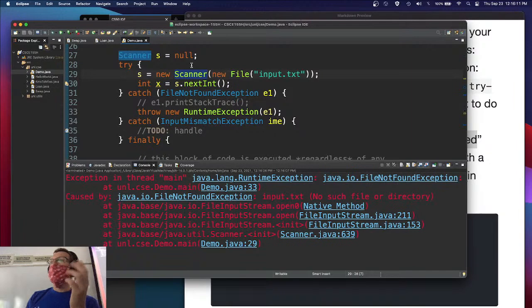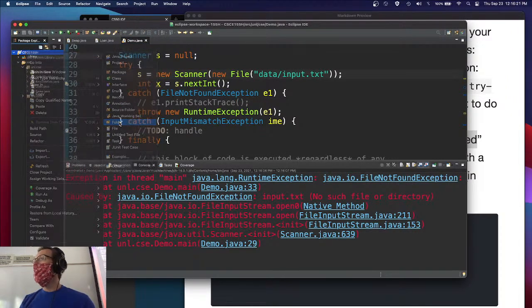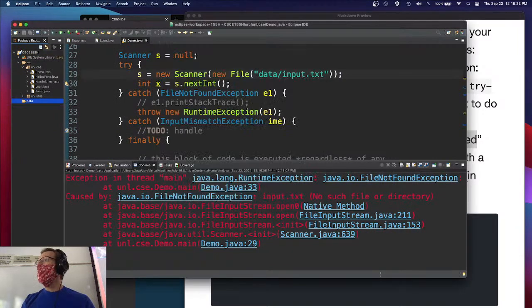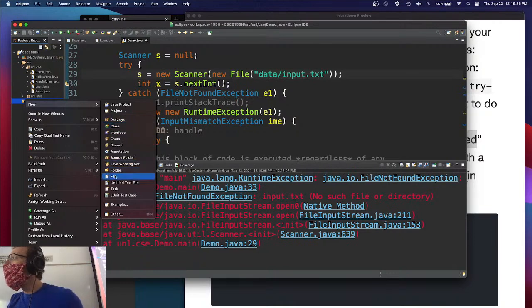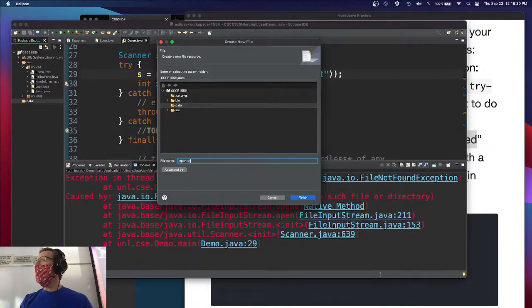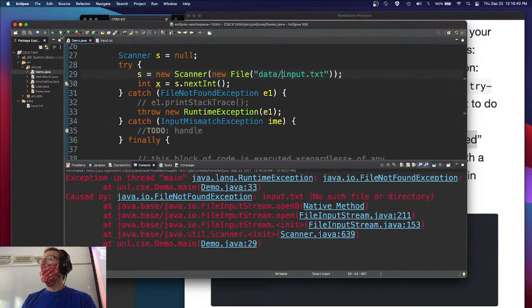So suppose that the file did exist. And to do that, I'm going to have to go with data and create a new folder called data. There we go. And in that folder, a new file called input.txt. And let's open it up and type hello. Right? That's not an integer, right? So when this runs, get rid of old stuff here. There we go. Now when it runs, the file does exist. So no exception here. But that first line is not an integer.